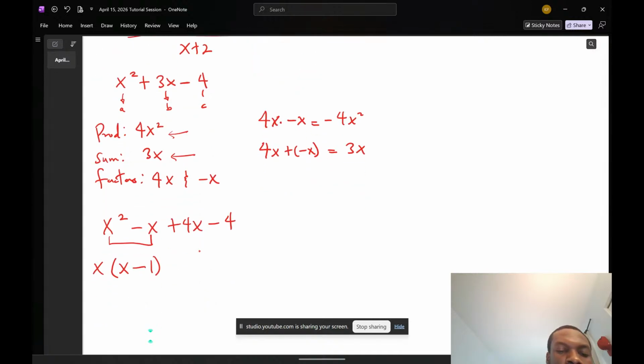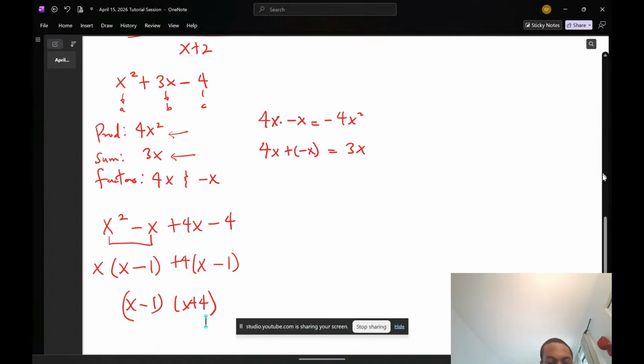This one we have plus 4x minus 4. Then we use plus 4 to divide 4x, it will give us x. If we use minus 4 divided by 4, will give us minus 1. So the factors are x minus 1, x plus 4. Okay. So this is the answer we get from factorizing this polynomial.